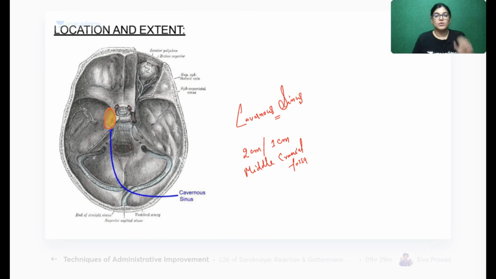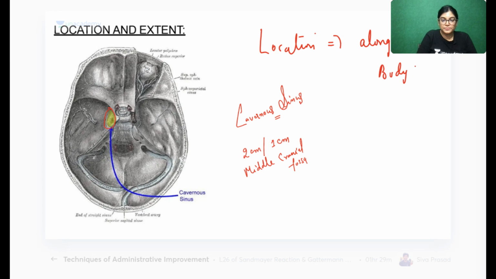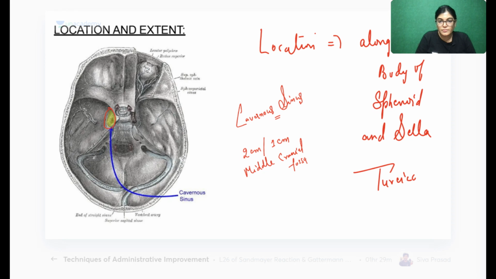Okay, so where is the location? The location is along the sides of the body of the sphenoid and sella turcica. Got it? Along the side of the body of the sphenoid and that of the sella turcica.